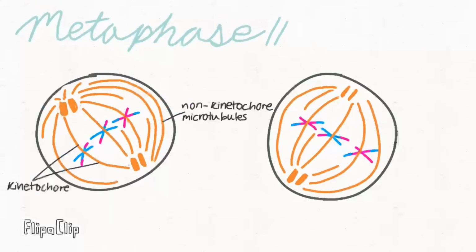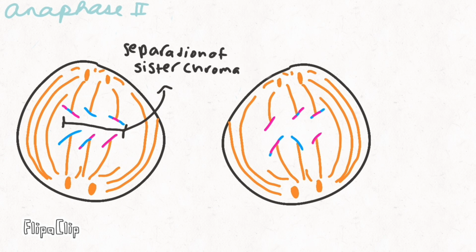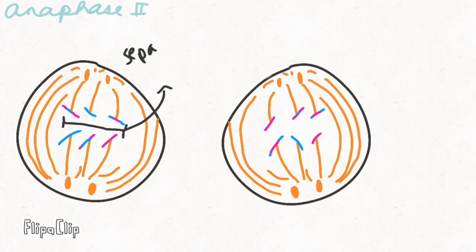Next, we have metaphase 2. Homologous pairs start moving towards the metaphase plate of the cell. Kinetochores attach to the centromere. In anaphase 2, sister chromatids are pulled apart by spindle fibers as the cell elongates. Kinetochores shorten and non-kinetochores lengthen.